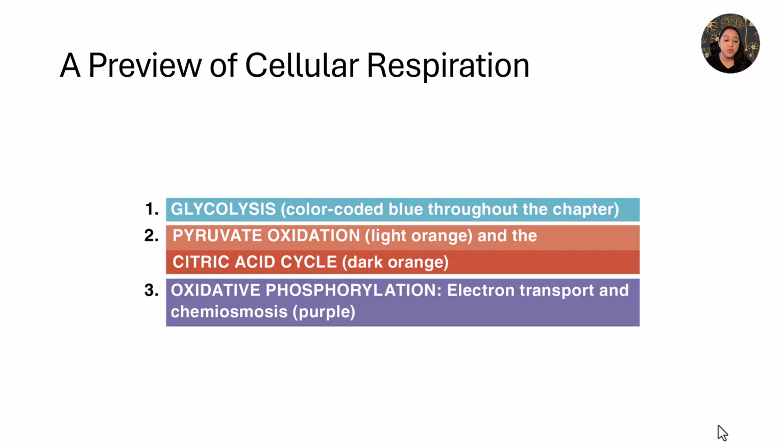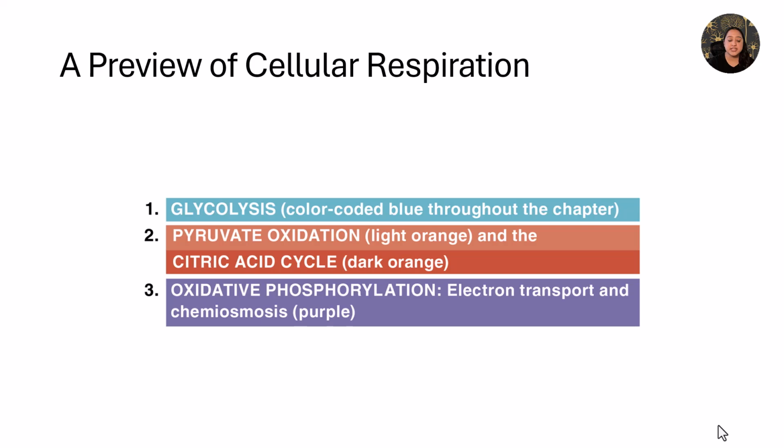So we're going to get more into the detail of cellular respiration in the next part, but this is a preview so that we can have a big picture of cellular respiration. So there are 3 stages. Stage 1 is glycolysis. Stage 2 is kind of a combination. Some textbooks separate them out, some lump them together. I kind of like that they lump this one together.